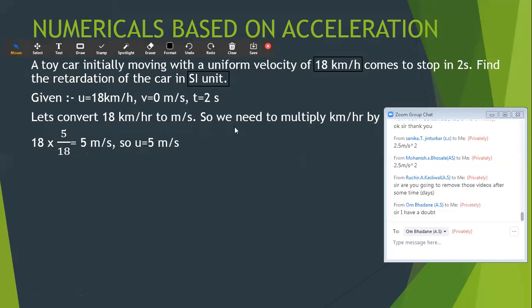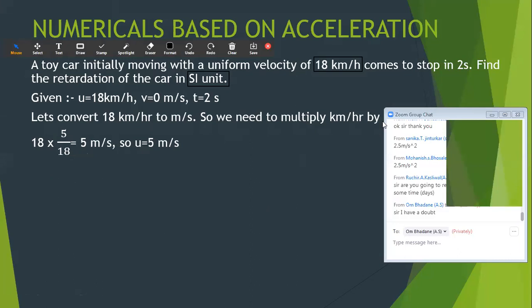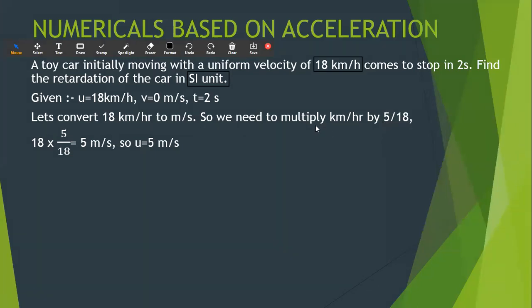Yes, beta, Om, you can type your doubt. So what we need to do? We need to multiply kilometer per hour by 5 by 18. So see, 18 kilometer per hour multiplied by 5 by 18. Okay, very good question asked by Om. He is asking, sir, why do we need to multiply by 5 by 18 only. Okay, chalo, let's answer this question before proceeding.